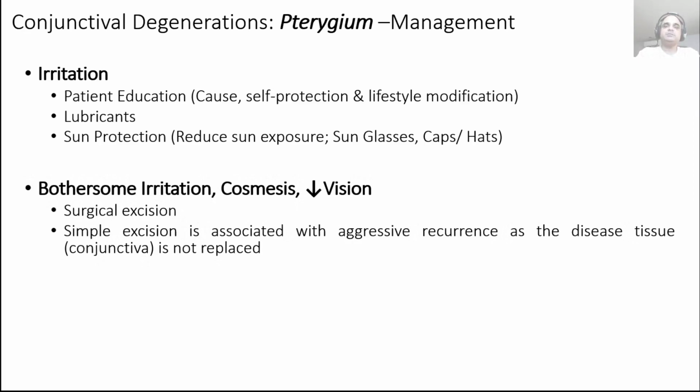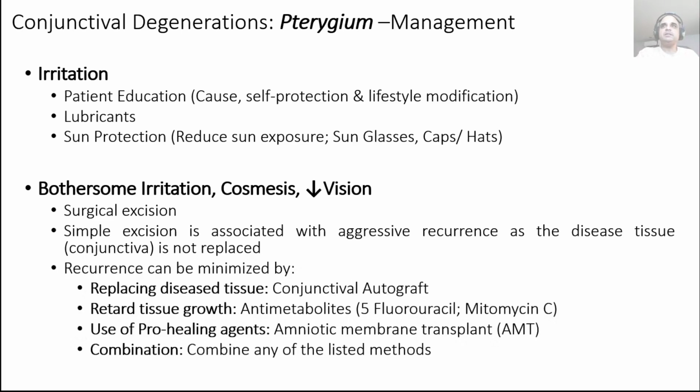And simple excision is the thing that was done primarily many years ago, and it's still done at some places, but it is associated with very aggressive recurrence of the disease, because the diseased tissue, the conjunctiva that's causing the pterygium to occur, is not replaced. So a better way, rather than just doing simple excision, is to do any one of these things to reduce recurrence. A is doing an autograft, and that's one of the simplest things you can do. It's the patient's own tissue being transplanted from one place to another. I'll show you a video of how that's done.